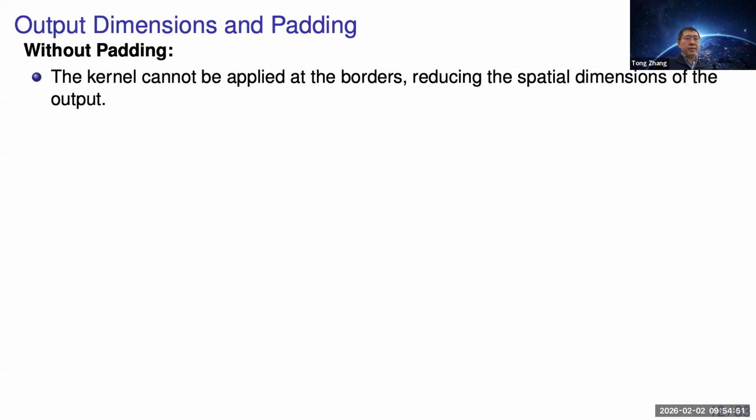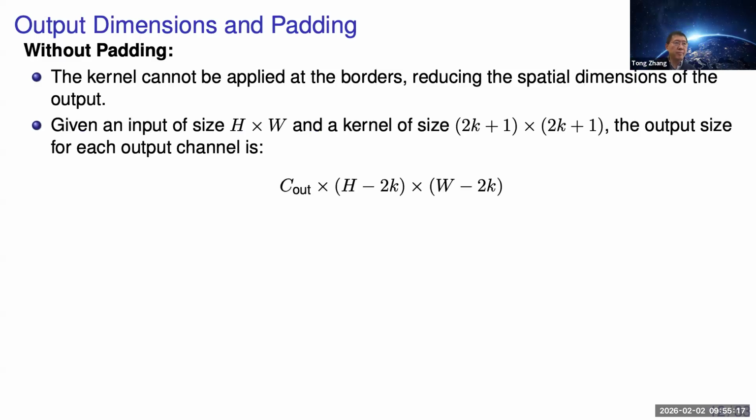Basic padding usually applies 0. You can do other things, but typically just 0 padding along the boundary. It's like giving a border of a certain black color. Convolution cannot be applied at the borders, reducing the spatial dimension. This one is typically what you see when you have no padding, right?